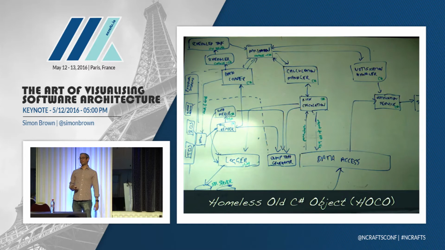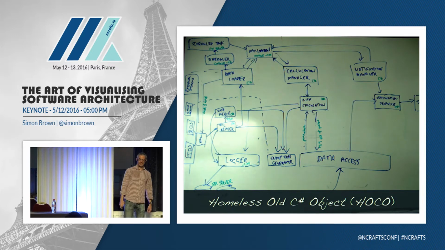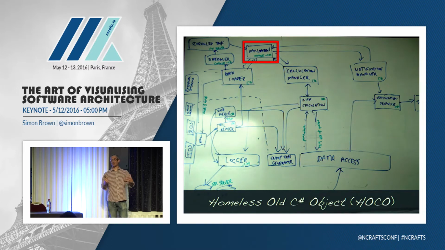You've heard of POJOs, plain old Java objects, and POCOs, plain old C# objects. This is the homeless edition, the HOCO. At the bottom, SQL Server database. At the top, a box labeled application. It's a console C# application, judging by the green text. What's everything else? Well, we've got a data loader thing, and a calculation manager thing, and a risk calculation thing, and most of these are annotated to C#.